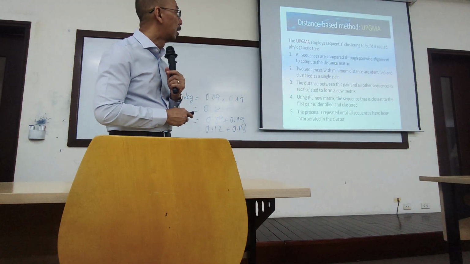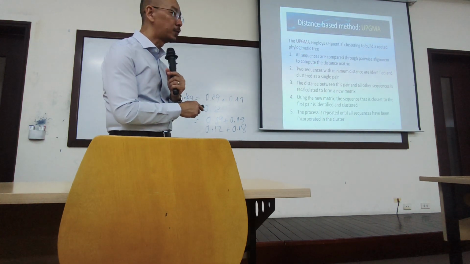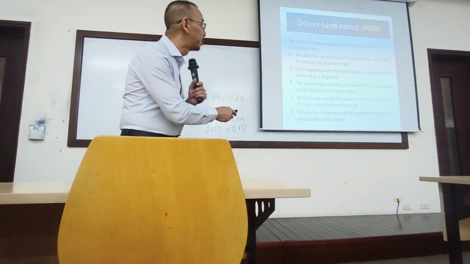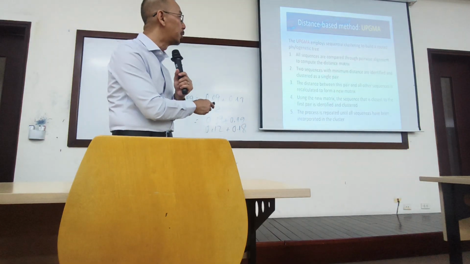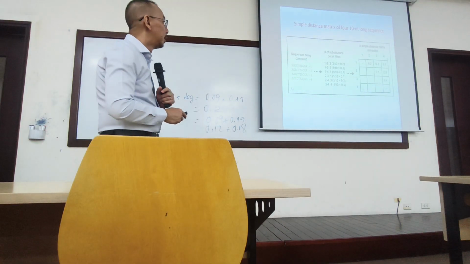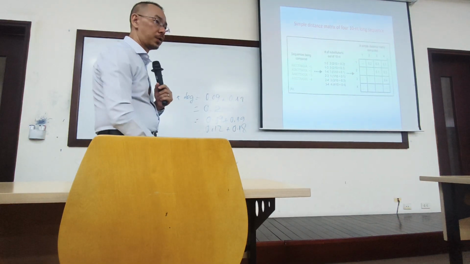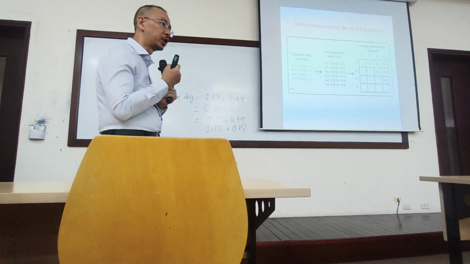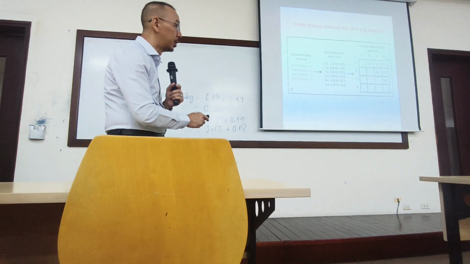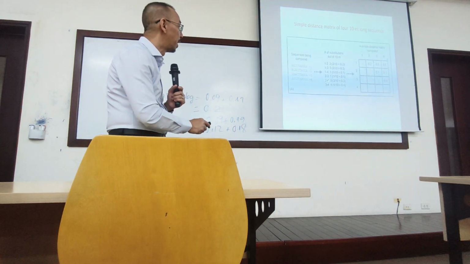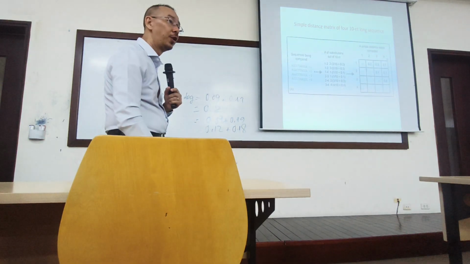Every sequence is compared with every other by pairwise alignment. You see, it doesn't mean all sequences are compared together. Each pair is compared by pairwise alignment to compute the distance matrix. Sequence 1, 2, 3, 4. Now pairwise alignment for each sequence. So 1 compares with 2, 1 with 3, 1 with 4, 2 with 3, 2 with 4, 3 with 4.